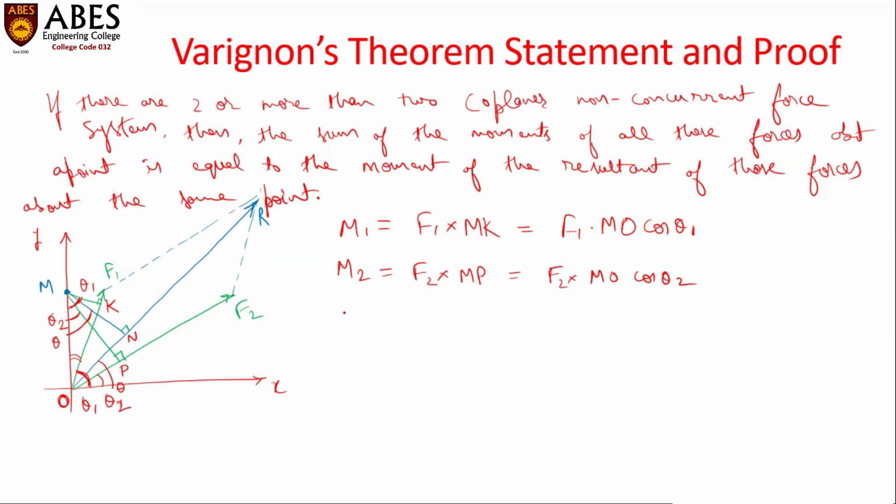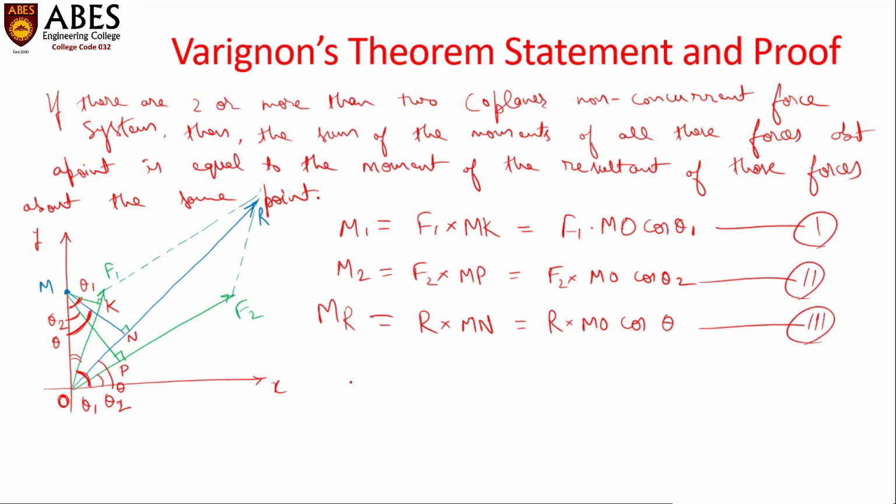Now, what is the value of the moment of the resultant? The moment of the resultant will be equal to R multiplied by MN, because this is the perpendicular distance for taking the moment about M. Now MN can also be written in terms of MO, as MO cos theta, because this angle is theta. So it is R MO cos theta. Let's mark these as 1, 2, and 3.